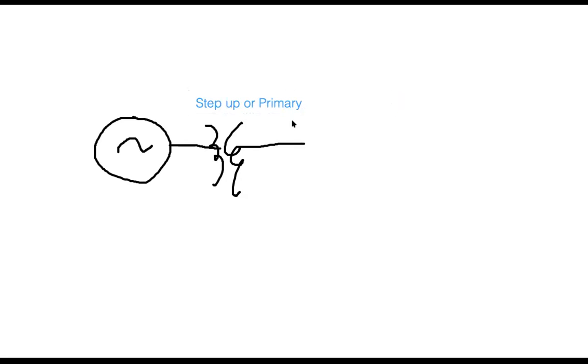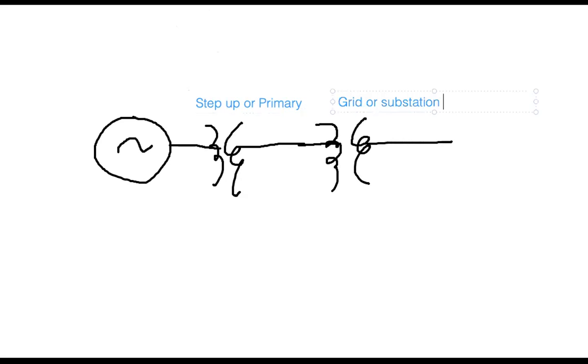Right after that, with a little distance, which could be even less than a mile, there is another transformer. In real practice, this is called the grid or substation transformer. This is the grid or substation transformer. Then after that, the transmission line goes on.